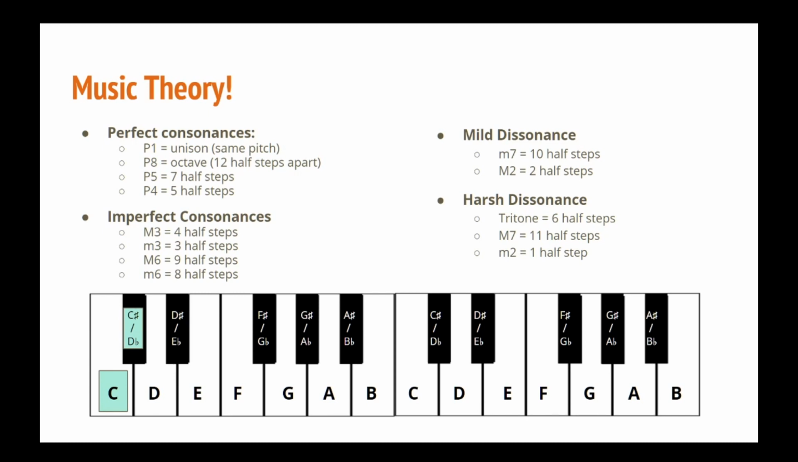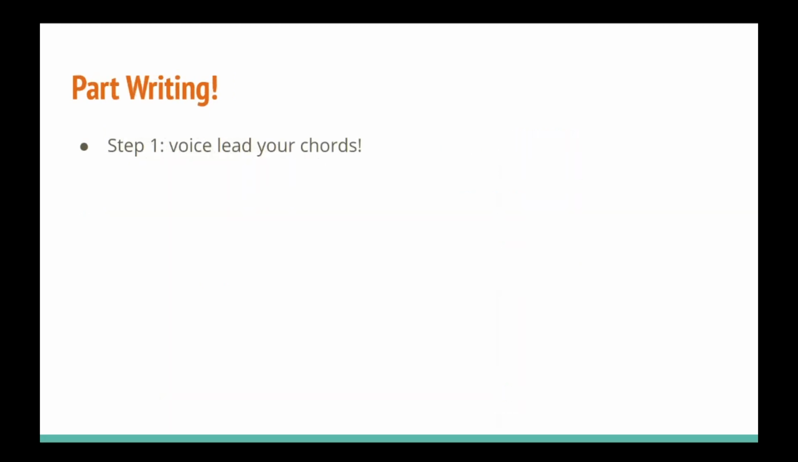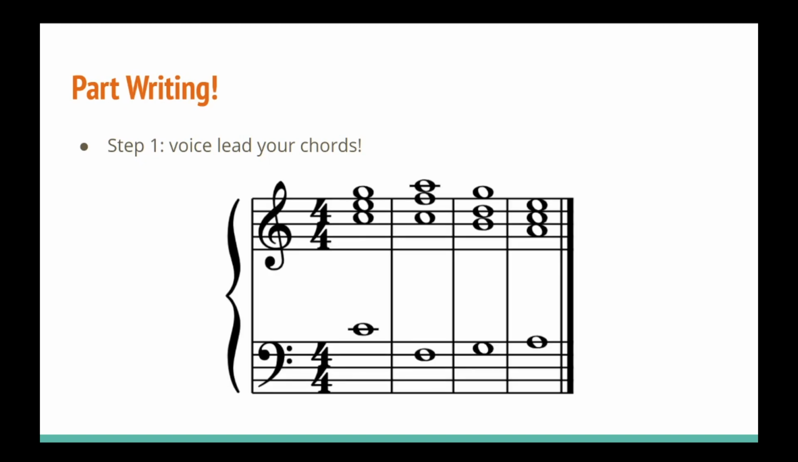So now that we're all on the same page with all of that, let's get to the topic at hand. The first step in part writing is to just simply write out and voice lead our harmony. This gives us what musicians fondly refer to as our goose eggs, nicknamed after their appearance when written out in a score. But what we are interested in is not the harmony as a whole, but the movement found in each individual line.